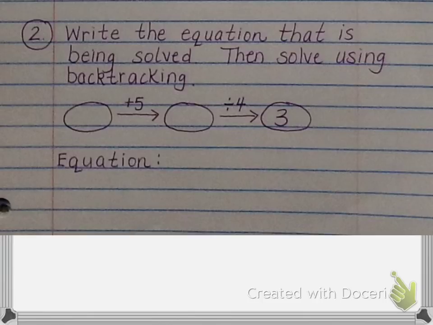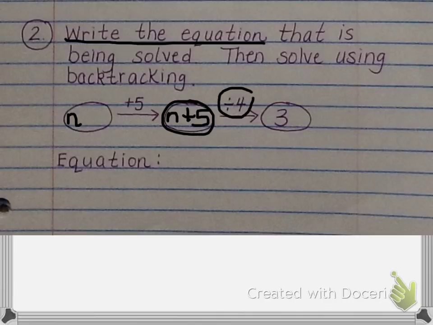In this flowchart, you need to write the equation first. That means you need a variable. So we're going to start with the variable n. You can pick any variable that you'd like. First, moving forward, n plus 5 would go in the next oval. After that, n plus 5 is being divided by 4.